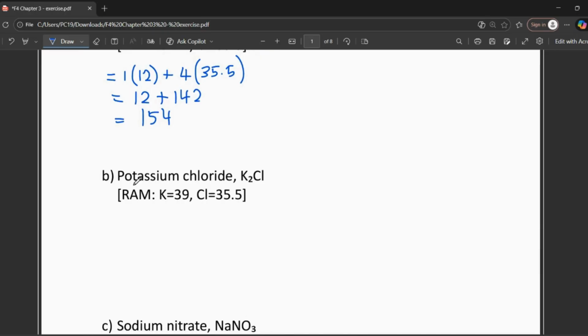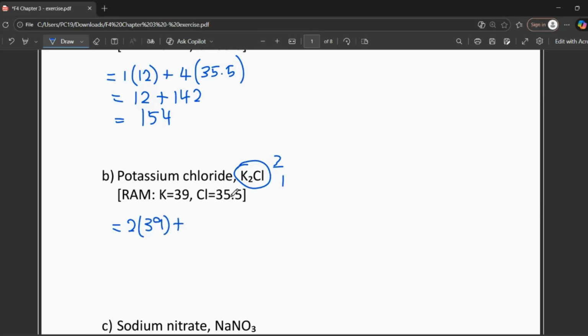The second question has potassium chloride, which has the chemical formula K2Cl. Again, we're going to derive this chemical formula. Potassium chloride consists of two atoms of potassium and one atom of chlorine. So we're going to do the same. We're going to times the relative atomic mass of potassium with 2. And this is how you write it.